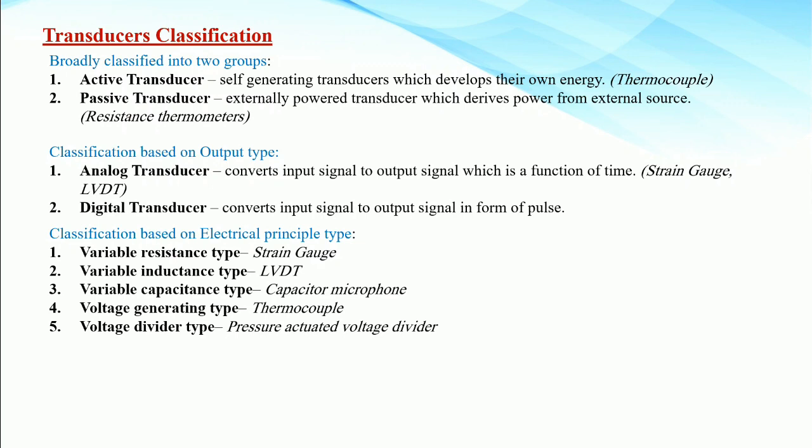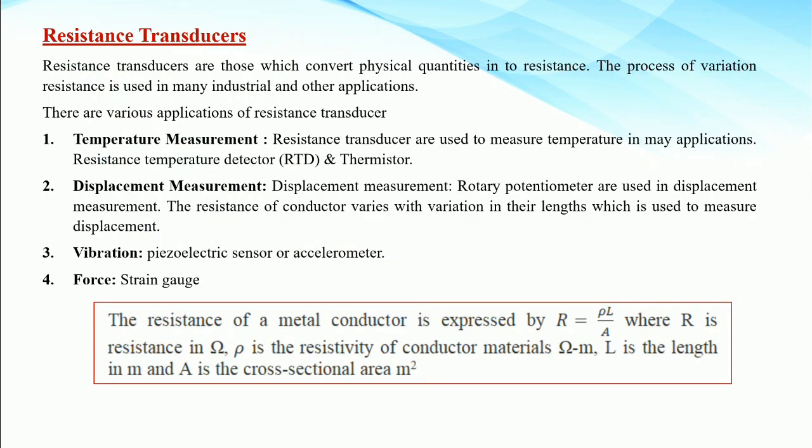There is a voltage generating type, examples are thermocouple and photovoltaic cell. Then there is the voltage divider type, examples are potentiometer and pressure actuated voltage divider. Okay, now we are going to discuss some specific transducers. So first we are going to discuss the resistance transducer.